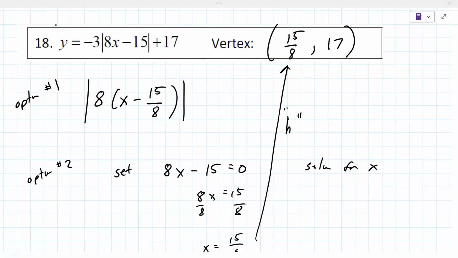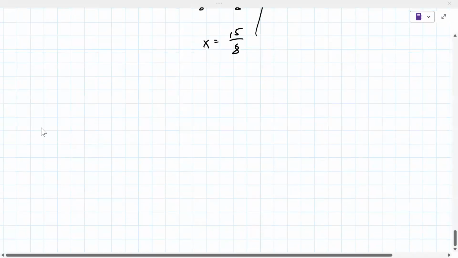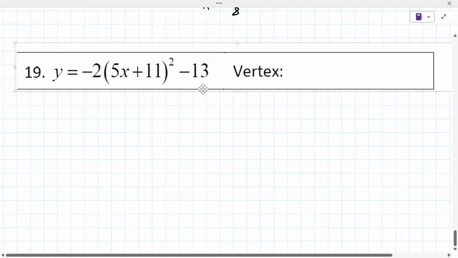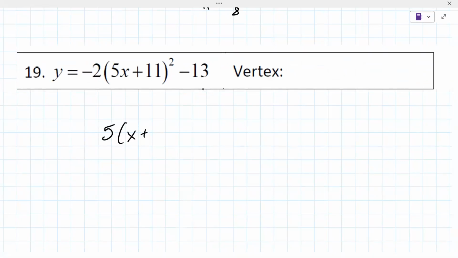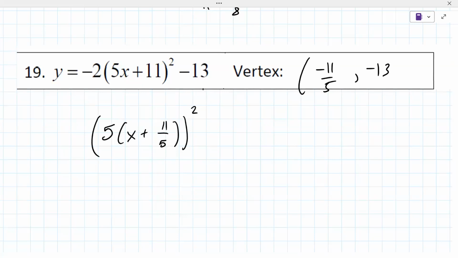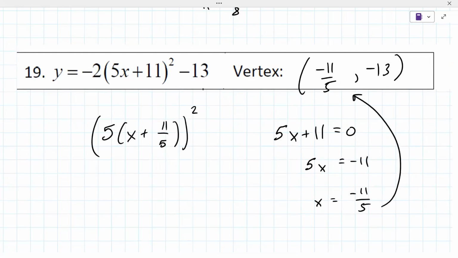Let me really quickly show you this for 19. But we are running short on time here. So it's kind of the same deal here. If you factor the 5 out, it becomes x plus 11/5 squared. And so your vertex is -11/5, comma -13, or you set the 5x plus 11 equal to 0, and you also get -11/5. Got it. All right.